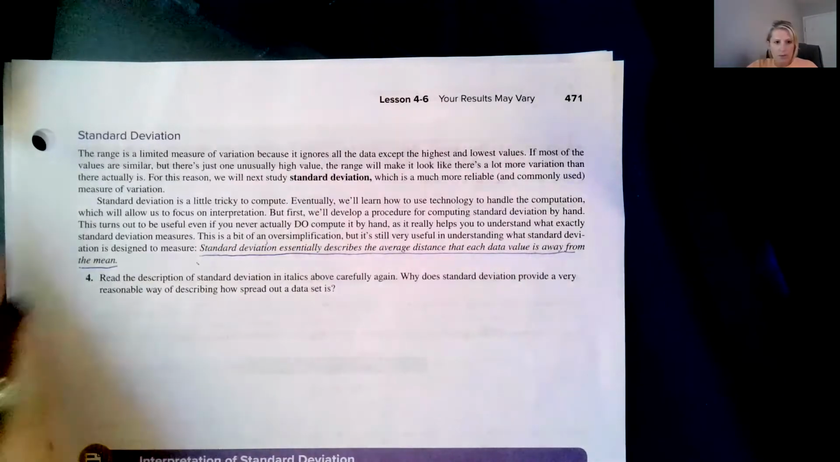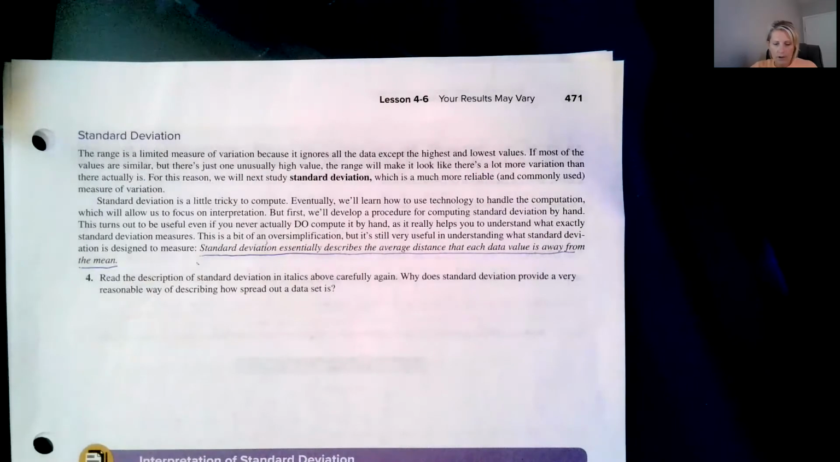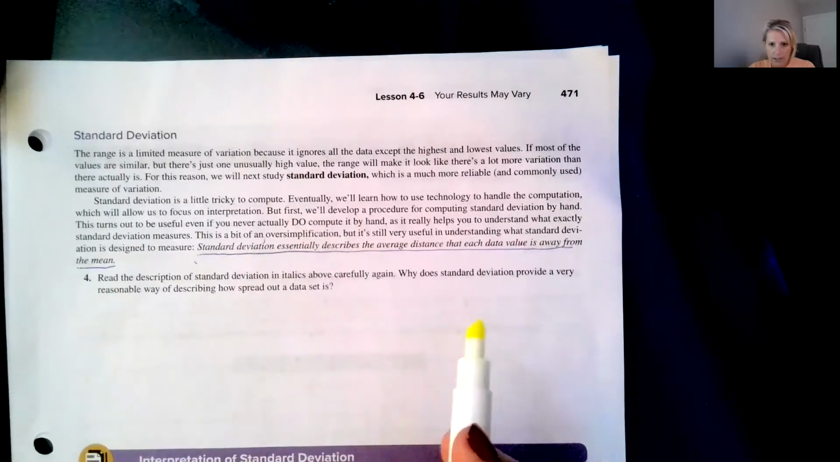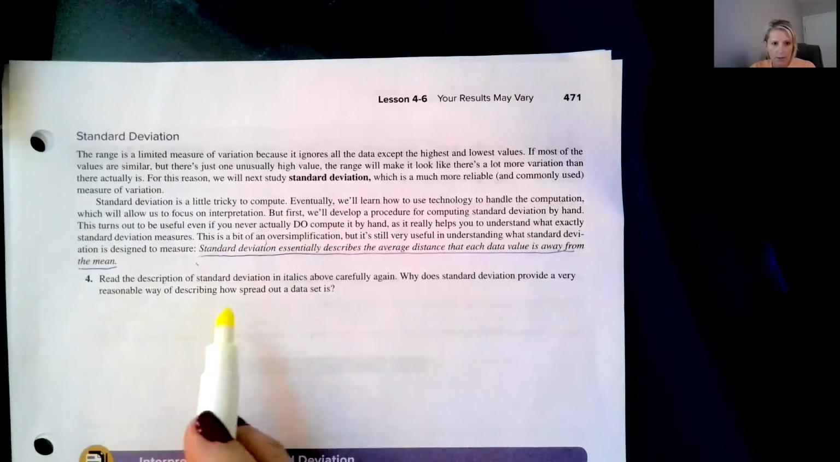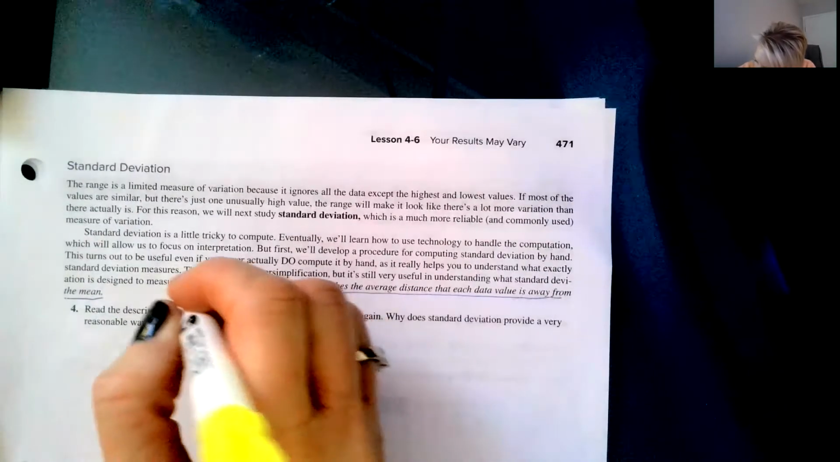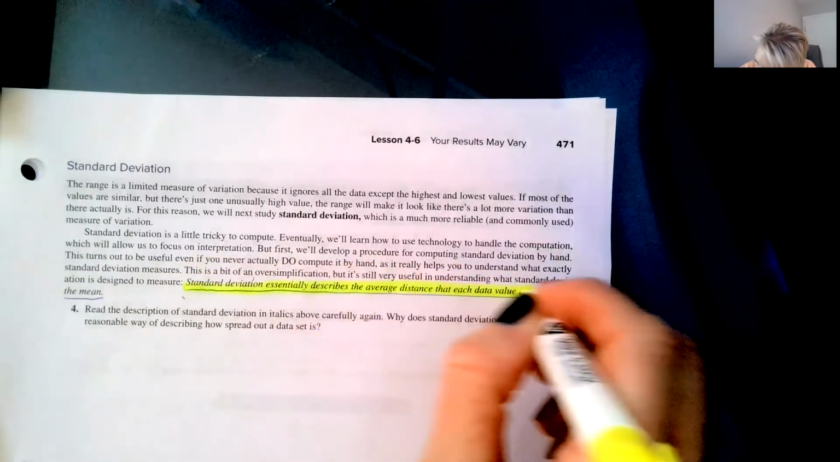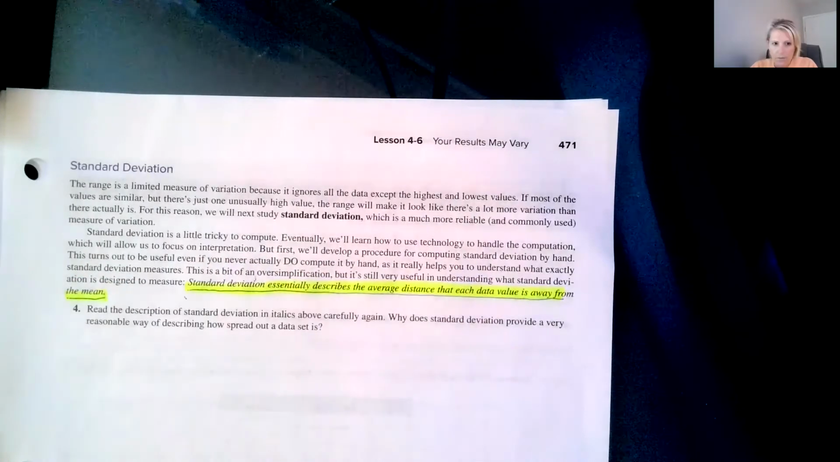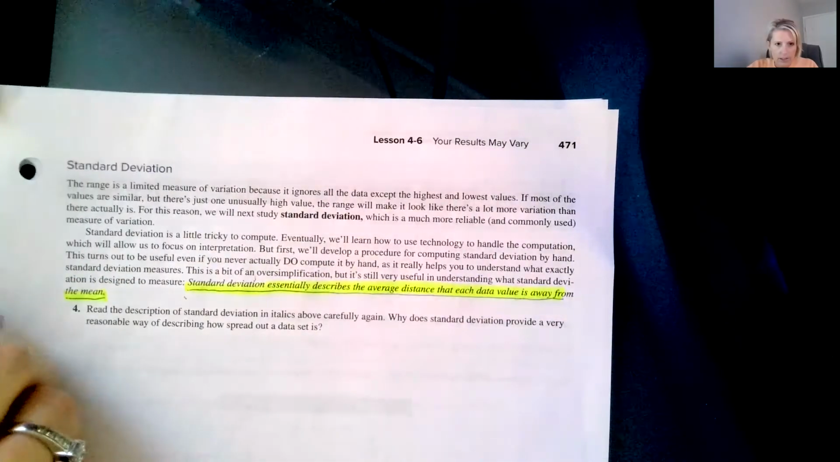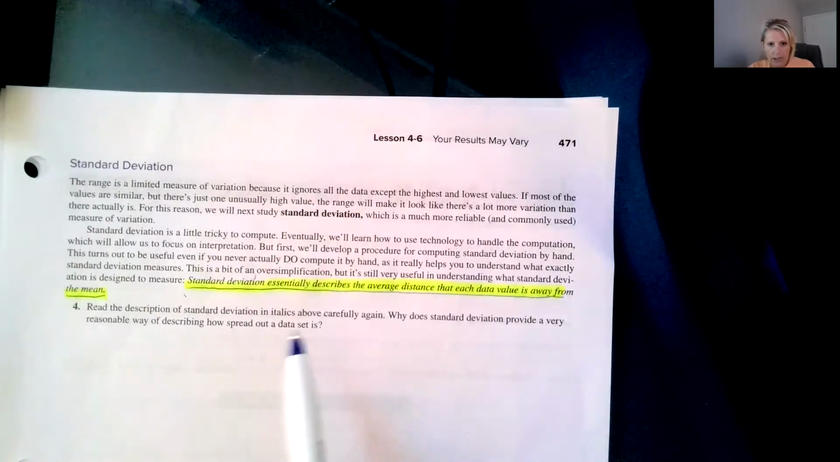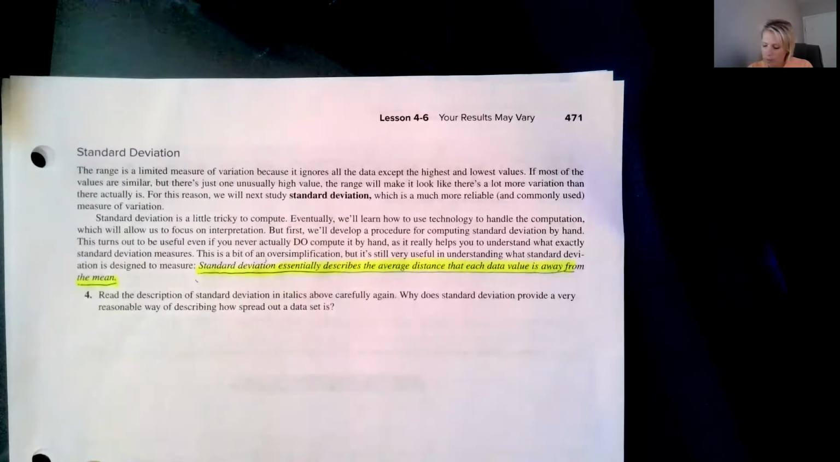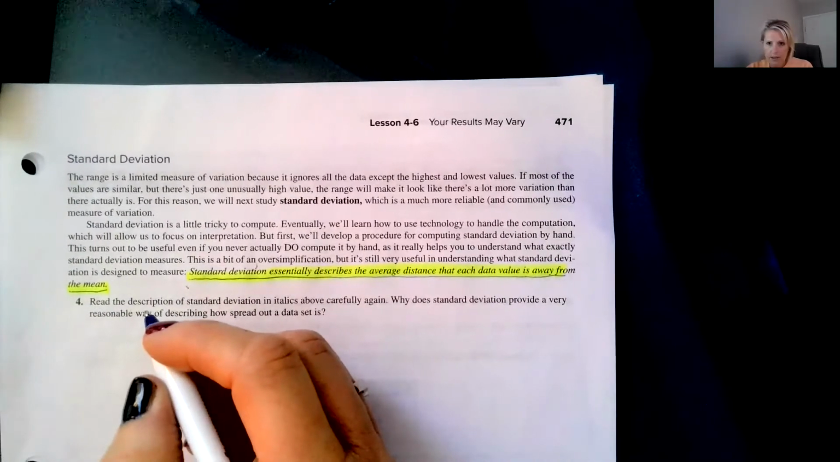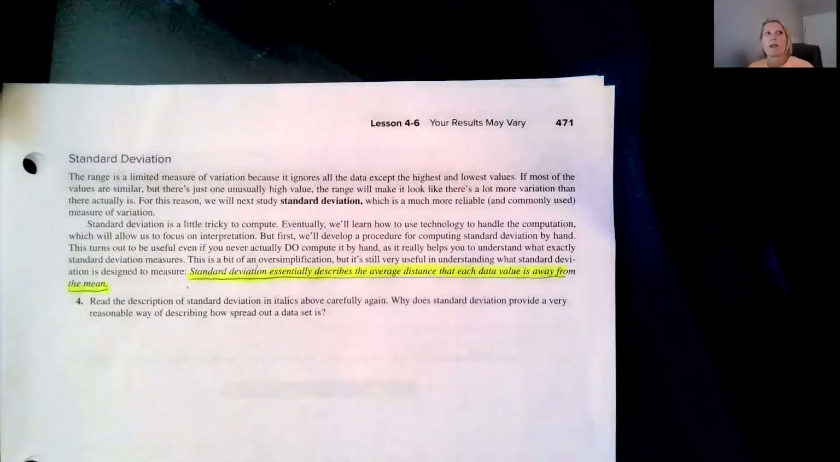It says, read the description of standard deviation in italics above carefully again. Why does standard deviation provide a very reasonable way of describing how spread out a data set is? Standard deviation essentially describes the average distance that each data value is away from the mean, because it's finding all of those deviations above or below the mean and then averaging them all out.